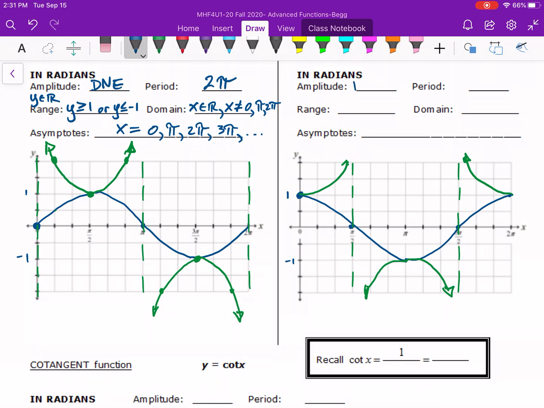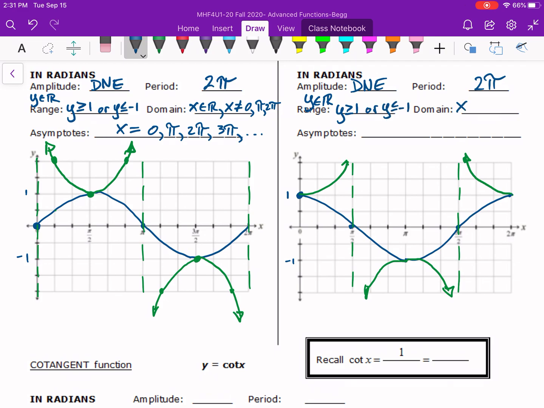Amplitude, again, does not exist. Period, it's 2 pi. It starts over. It's sort of hard to see it because it's the pieces of the graph, there's 3 chunks of the graph we can see on our vision here, but if we were to expand this out, we'd see that it's repeating every 2 pi units. The range is exactly the same as for the cosecant, so y has to be greater than or equal to 1, or y has to be less than or equal to negative 1.